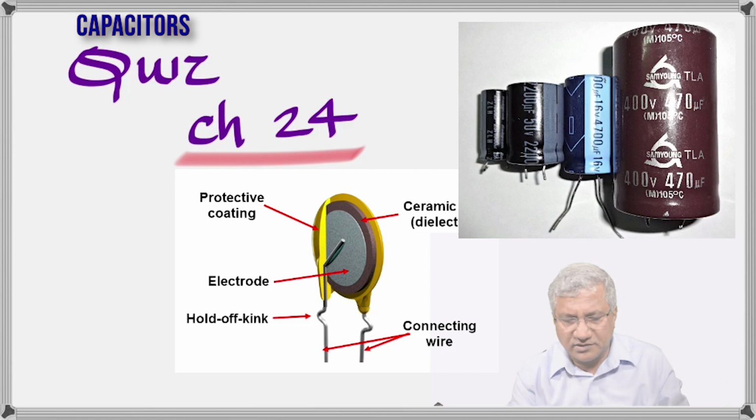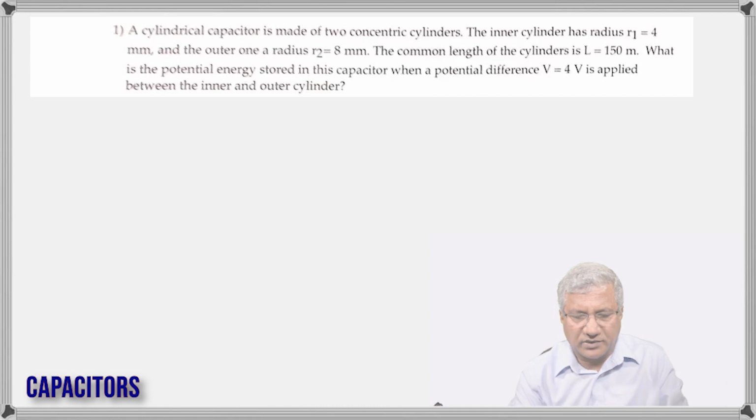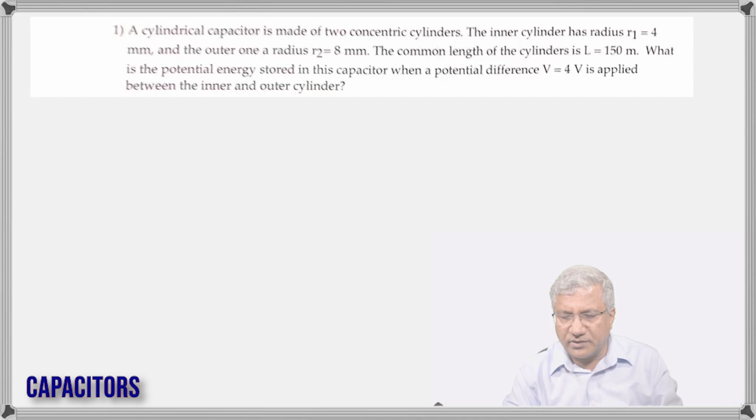So here is the first question. A cylindrical capacitor is made of 2 concentric cylinders. The inner cylinder has radius R1 as 4 millimeter. The outer one has a radius R2 of 8 millimeter. And the common length of the cylinder is 150 meter. That's huge. What is the potential energy stored in this capacitor when a potential difference of 4 volts is applied between the inner and outer cylinder?